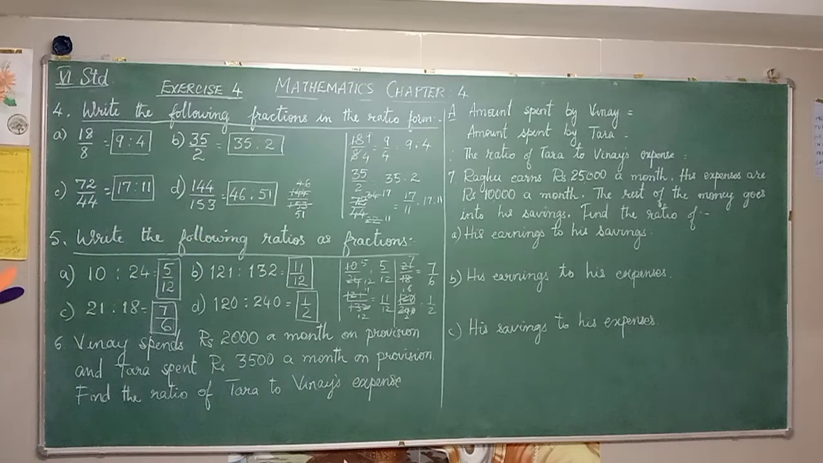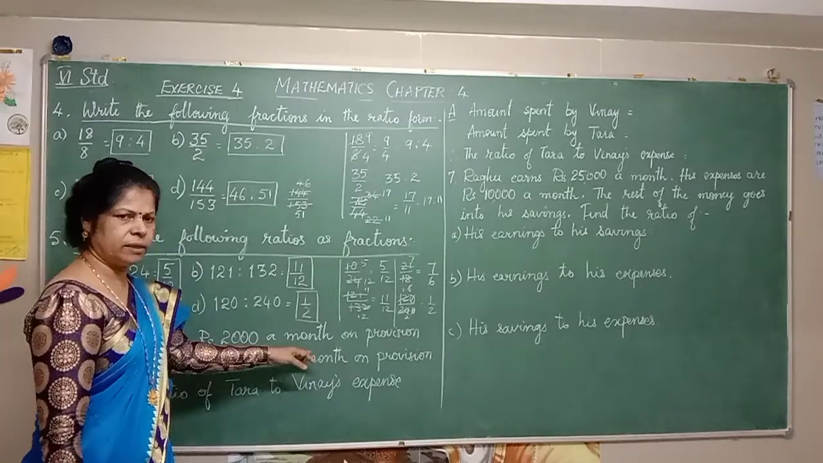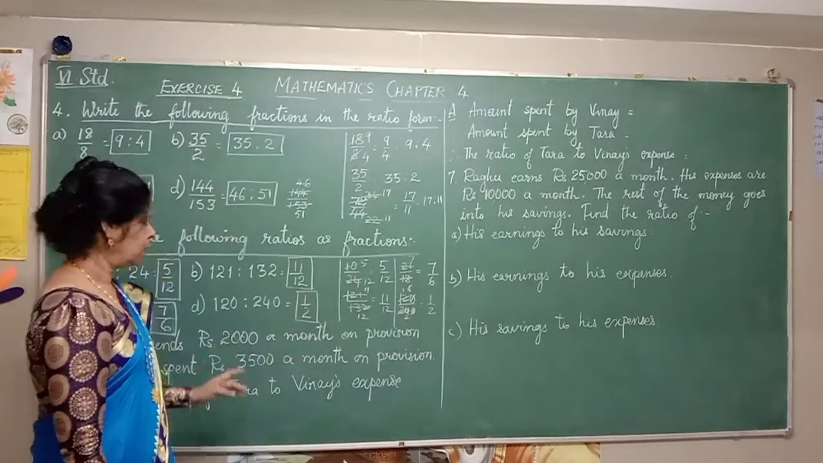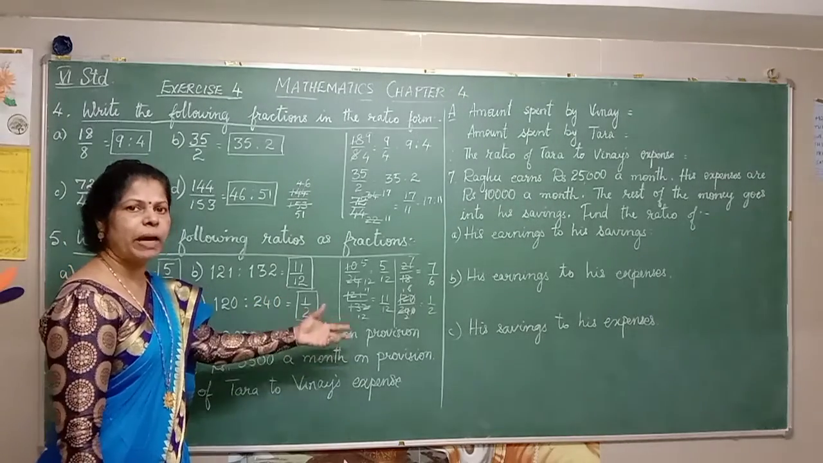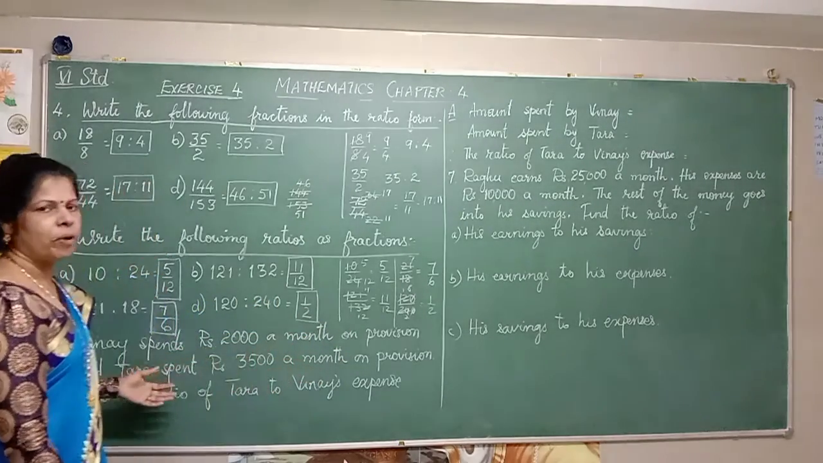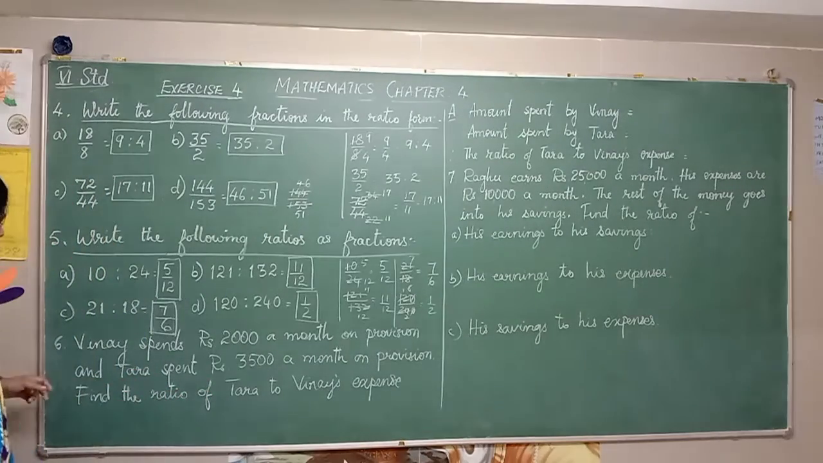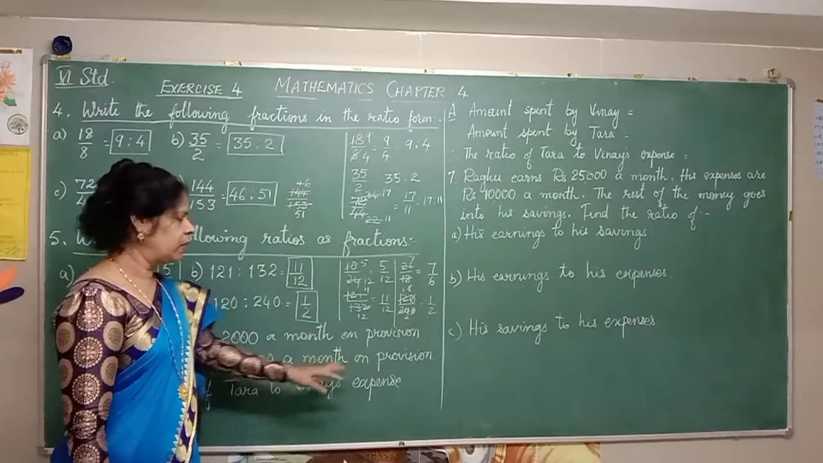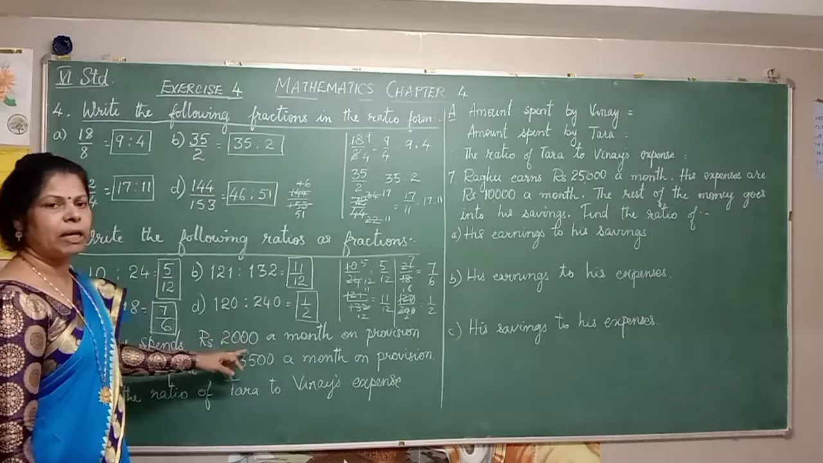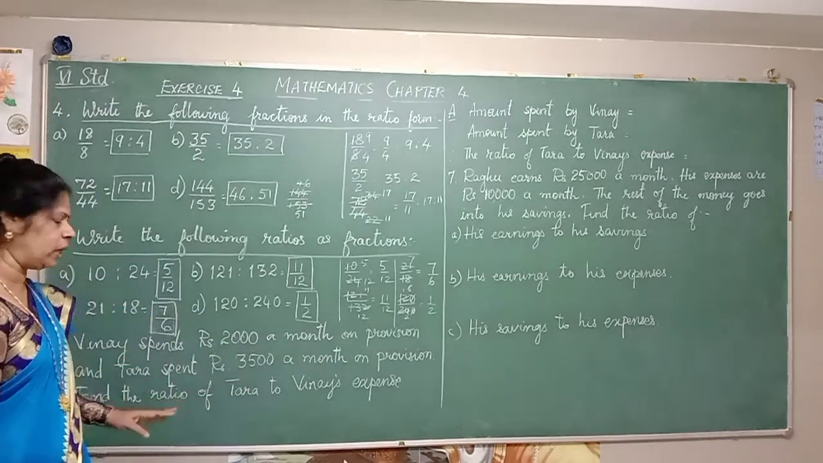Understood? Now let us go for the next one. Vinay spends rupees 2000 a month on provisions. Vinay is spending how much? Rupees 2000 per month. For what? To buy the provisions. Provisions means household things like grains, pulses and all those things. And Tara spends rupees 3500 a month on provisions. So there are two people. Vinay is spending 2000 and Tara is spending 3500 per month for provisions only.